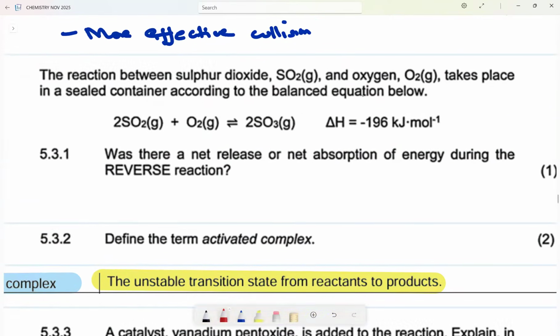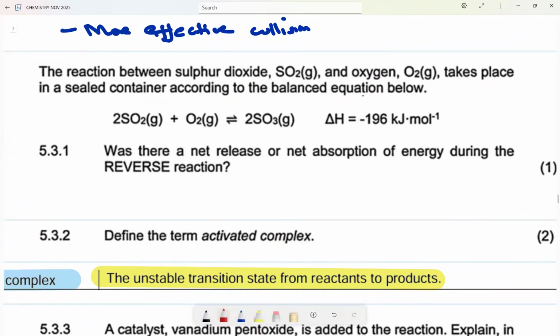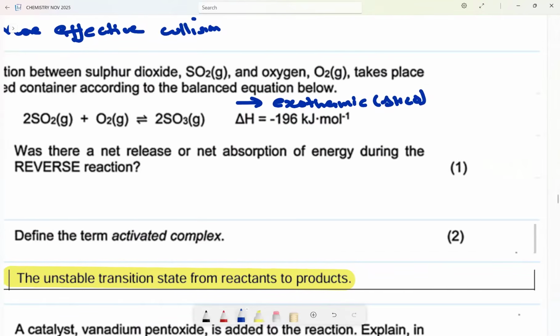And then the reaction between sulfur dioxide and oxygen takes place in a sealed container according to the balanced equation below. So the reaction is exothermic. Remember, this one tells us about the forward reaction, which is exothermic. Why? Because change in H is less than 0. And I know an exothermic reaction is a reaction that releases heat.